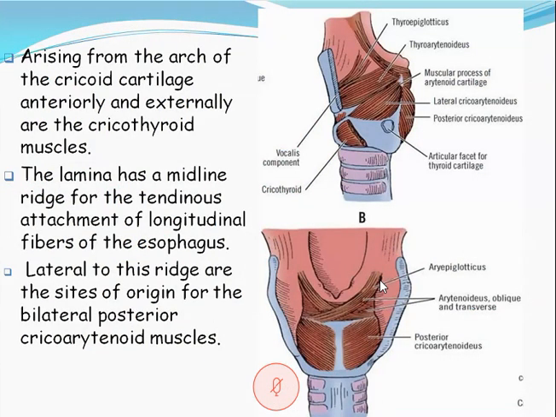Arising from the arch of the cricoid cartilage, anterior and external, is the cricothyroid muscle. You are seeing here the cricothyroid. The lamina has a midline ridge for the tendinous attachment of the longitudinal fibers of the esophagus, that attaches to the posterior surface of the cricoid cartilage. Lateral to this ridge are the sites of origin for the bilateral posterior cricoarytenoid muscles here.